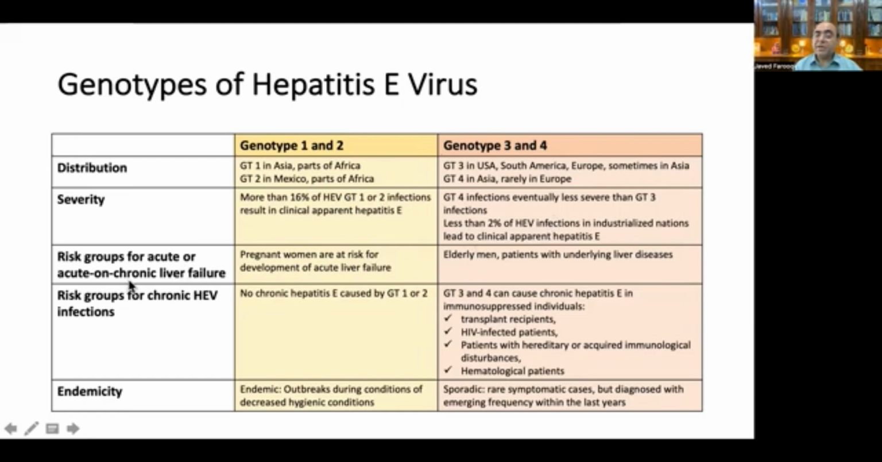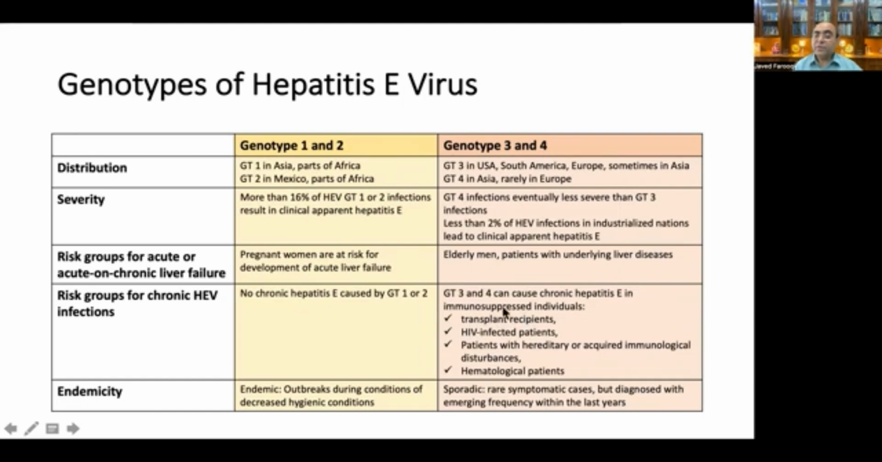Risk group for acute or acute and chronic liver failure: in genotype 1 and 2, these were the pregnant ladies. For genotype 3 and 4, these are the elderly men and patients with underlying liver disease. For example, if a patient has chronic liver disease because of fat, alcoholic liver disease, non-alcoholic liver disease, hepatitis B or C, and they are infected with genotype 3 and 4, then they can go for acute or acute and chronic liver failure.